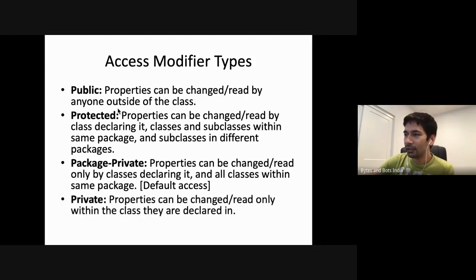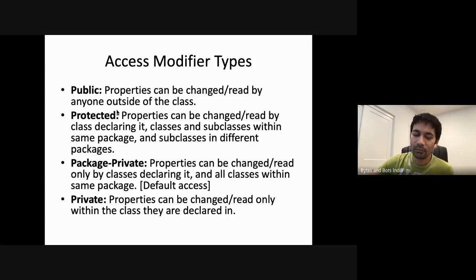And finally, private is properties can be changed or read only within the class they are declared in. So we just saw this: we declared everything as private and we were not able to use it from outside of the person class. So this is good to know. It is used very much in Java programming. Things that you don't want anyone else to access from your class, you declare as private, and everything else as public or protected and package private. So package private is default.